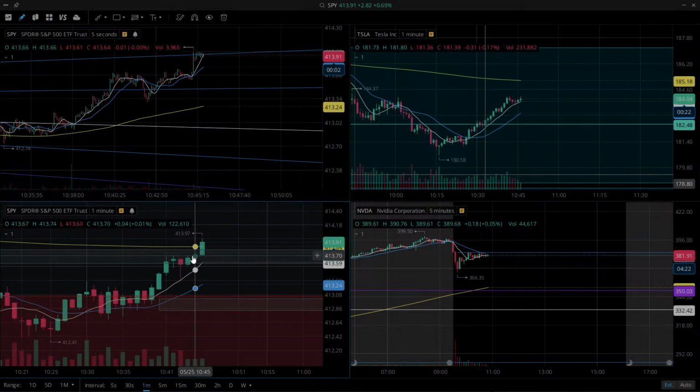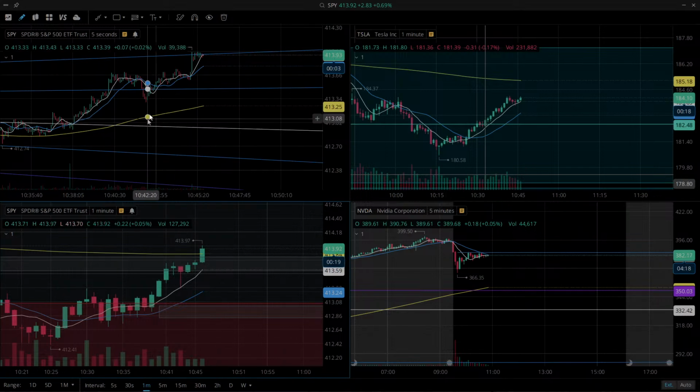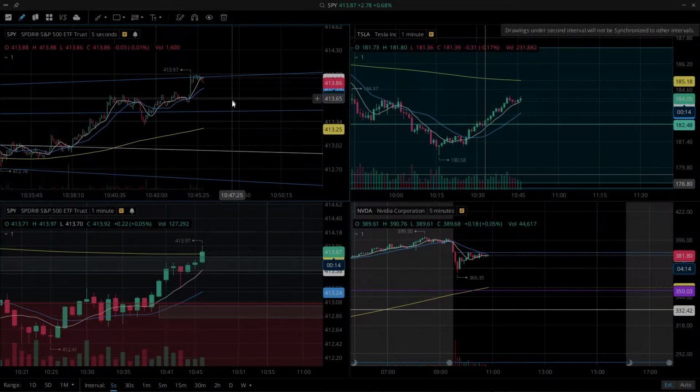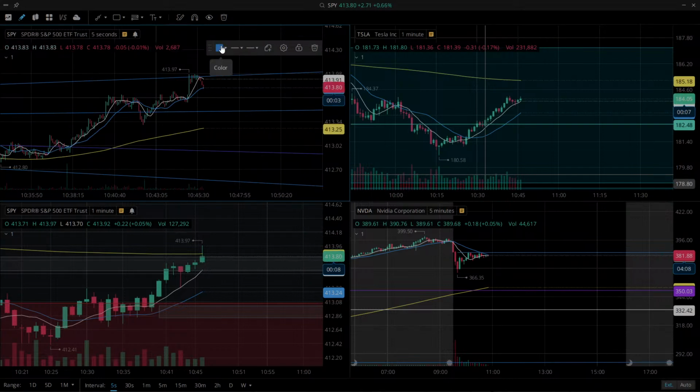Here we go. We broke that supply zone. Now we're above the 200. We made a nice bullish 1 for 1 outside the deviation. Our regression line just moved. Now we're here.